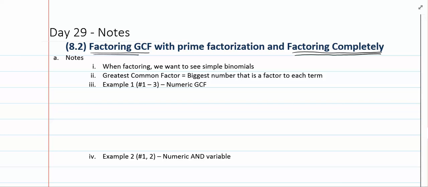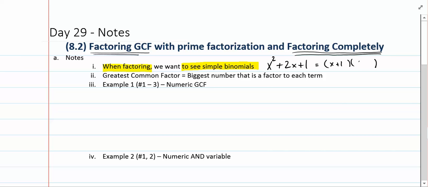First thing that I want to remind you of is that when we factor, our objective during this unit is to see simple binomials when we're finished. So in other words, if I start with a problem x squared plus 2x plus 1, rather than leaving my solution as a trinomial like this, it's going to be much preferred to find the end result where we have two simple binomials side by side.